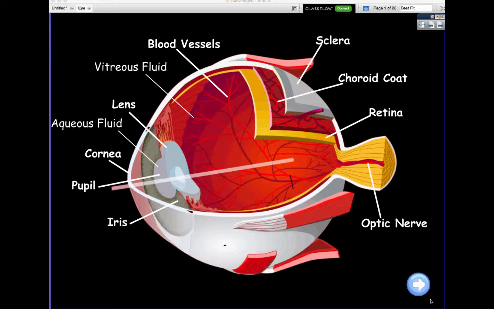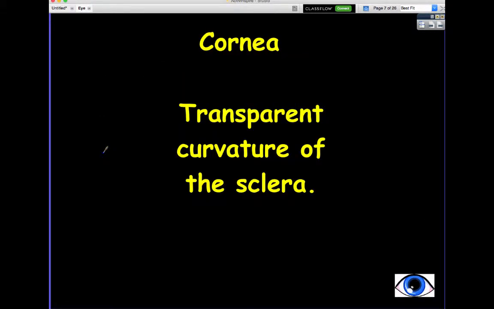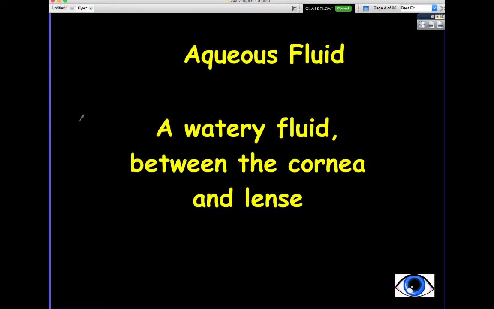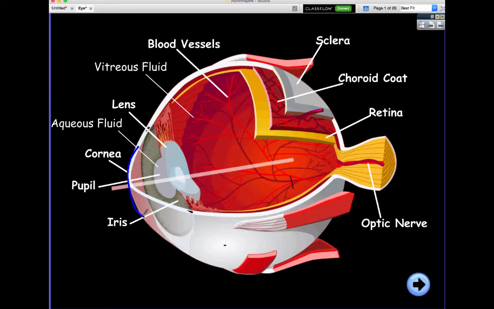We're going to start with the cornea. So the cornea is the transparent curvature of the sclera. So if we go back to that, you can see the curvature of the eye right there. That part is the cornea. All right, so next we're going to talk about the aqueous fluid. The aqueous fluid is a watery fluid between the cornea and the lens. So if the cornea is here, that curvature, and then the lens is this portion here, everything in between here is the aqueous fluid.